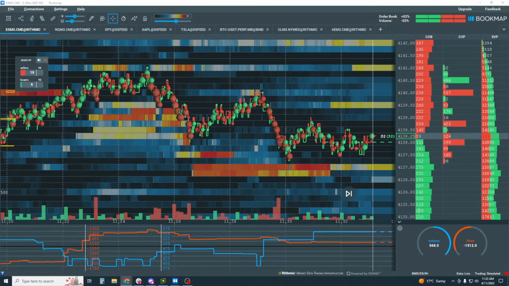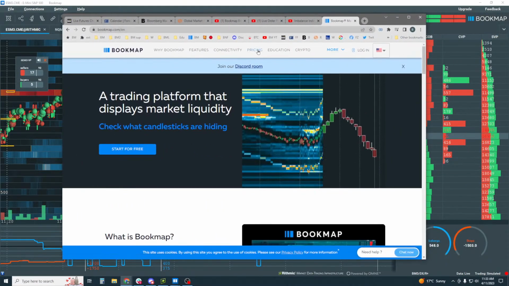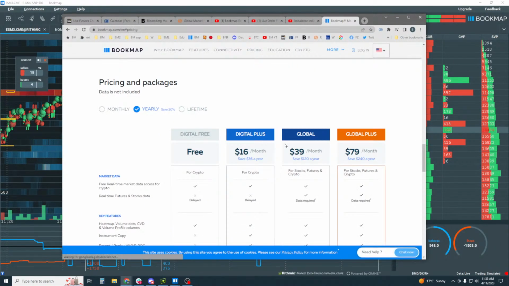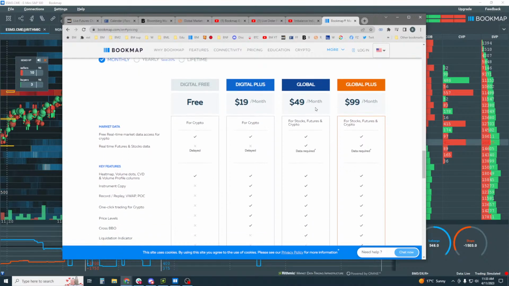And how much is Bookmap plus data? It depends. Noel, just go to bookmap.com. Let me show you. Click on pricing, and then you can see the different versions in here. Let's go with monthly, Global and Global Plus. This is for futures, stocks and crypto. If you're trading futures and stocks, you will need one of these two. So that's what Bookmap costs.